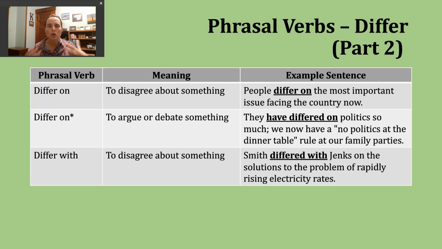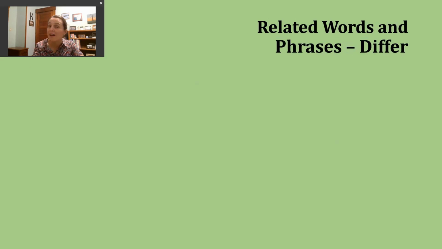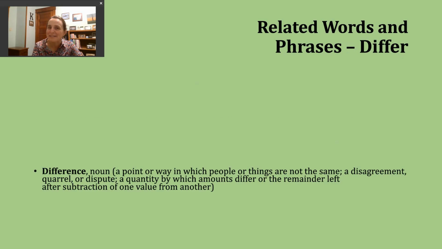It was an article talking about two candidates running for a city office or a local office. They were discussing a problem that many people in their community were upset about, right? And it's noting they disagreed how to address or how to resolve this problem. Now let's move on and talk about some words and one phrase that are related to our verb differ.